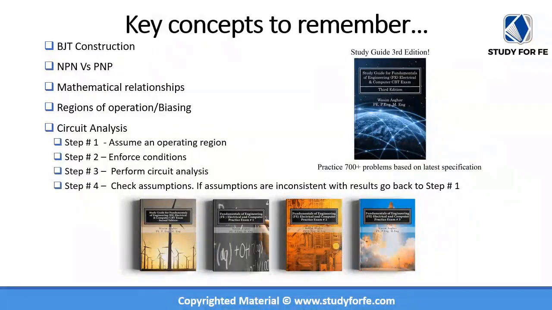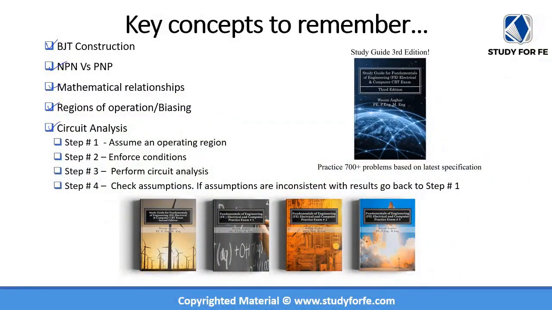So in this lecture, we introduced BJTs. We looked at the construction of BJT. We did a comparison between NPN and PNP BJTs. We looked at the mathematical equations that relate the emitter current, the base current, and the collector current. We looked at regions of operation of BJT, the biasing, and we did 3 or 4 different examples of circuit analysis, different steps that are involved in circuit analysis.